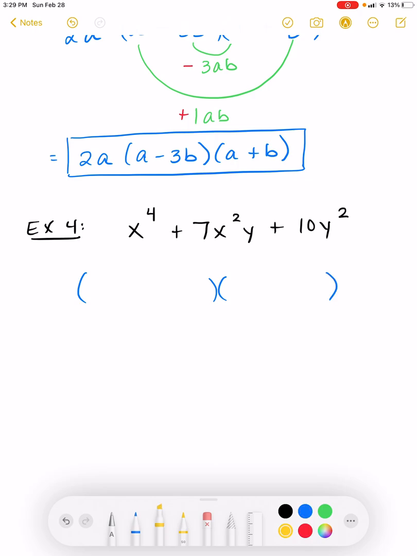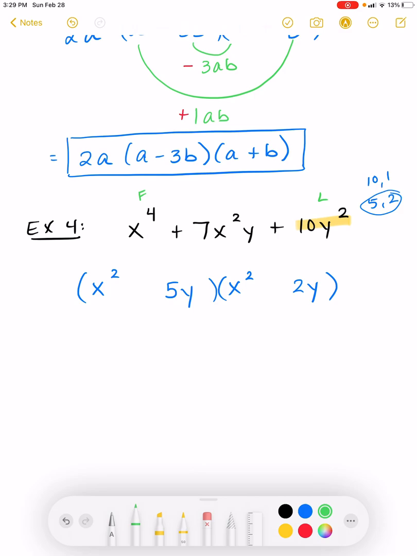We're going to start by taking the first term and breaking it into x squared and x squared. All right, and then we're going to come over here to the last term, and we're going to factor 10y squared. Now again, with 10, it could either be 10 and 1 or 5 and 2, and I feel pretty confident that 5 and 2 is going to make 7. Because of the y squared, we're going to split this into 5y and 2y.